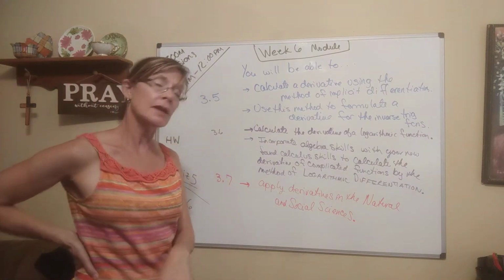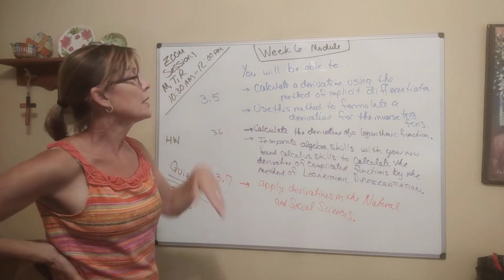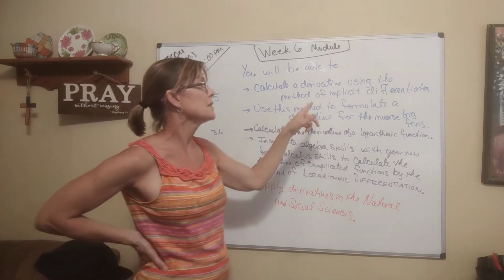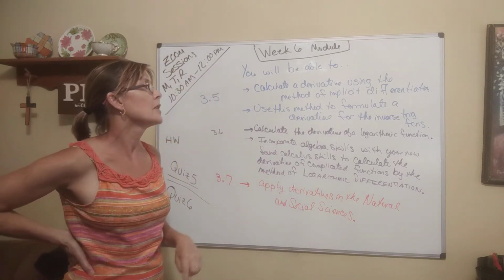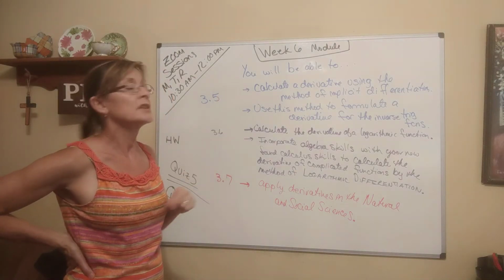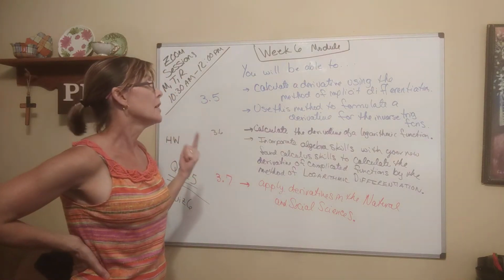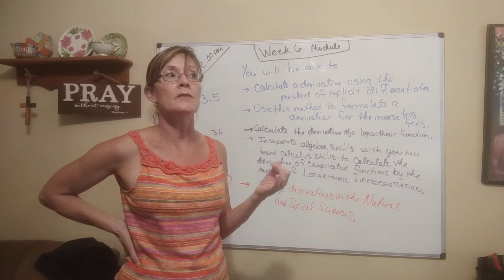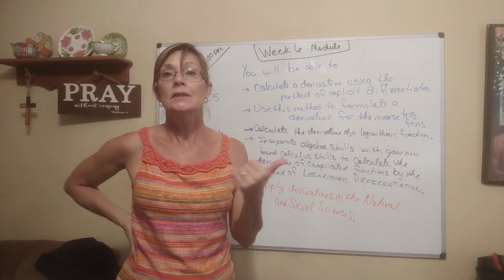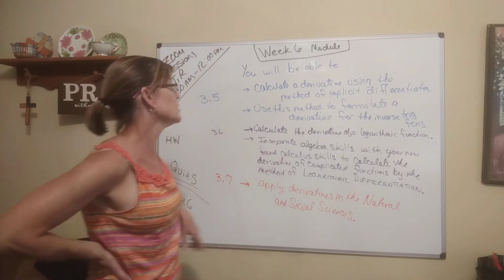So by the end of the week, you should be able to calculate a derivative using the method of implicit differentiation. You will be able to use the method of implicit differentiation to formulate a derivative for the inverse trig functions: inverse sine, inverse cosine, inverse cotangent, tangent, secant, cosecant, the inverse functions.